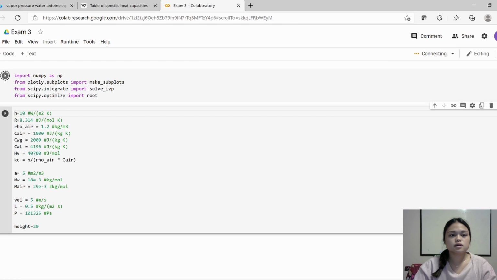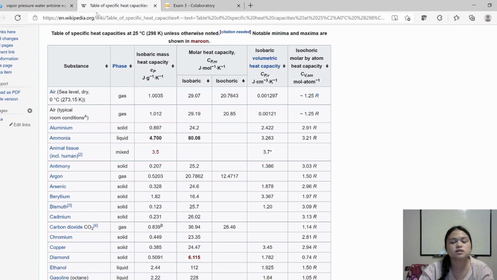Okay, that looks like it. Enter. So now I want to talk about these variables here. I just typed them out beforehand because it will be easier just to explain than to copy all this down from given information. So this H here is just that heat transfer coefficient, and it's just going to be 10 in this case. This is just the gas constant in terms of joules per mole per Kelvin. We have the density of air in kilograms per meters cubed. And then we have the heat capacities for air, the water as a gas, so that water vapor, and the water as a liquid. And you can just find those online.